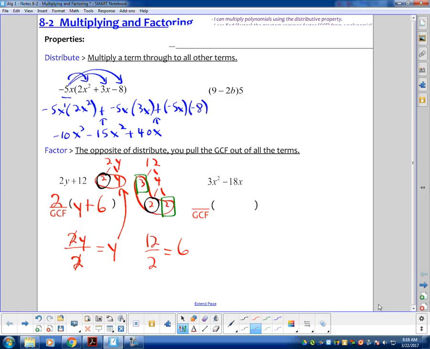Now you can check your factoring by using distributive property. 2 times y is 2y, 2 times 6 is 12. That's going to work whether you've found the greatest common factor or not. So yes, there's a built-in check. It's not going to tell you whether or not you found the biggest term that divides into each of the terms in the polynomial. So you'll have to do some kind of factor tree to make sure that you get the biggest term that goes into each of those.